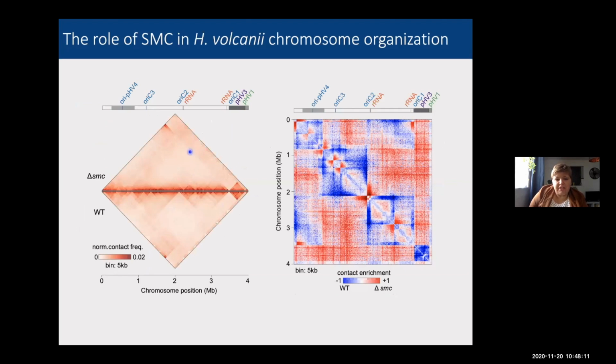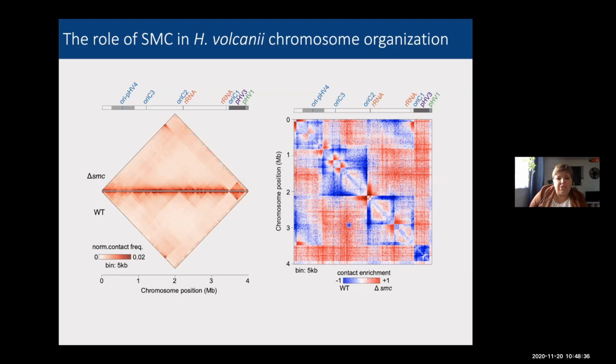So we were quite surprised when we performed Hi-C on them. And so this is the delta SMC versus the wild type. And this is the ratio map of the two. So as you can see, we really lose several borders in the SMC mutant, which can kind of be seen in the maps themselves. So if you look at this border here, in the SMC it's lost and it's almost shifted.